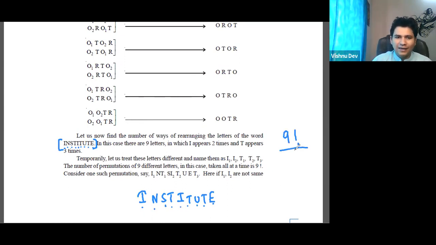9 factorial by 3 factorial into 2 factorial. Correct, very good. 3 factorial into 2 factorial, because T repeats 3 times, 1, 2, 3, और I 2 times है.